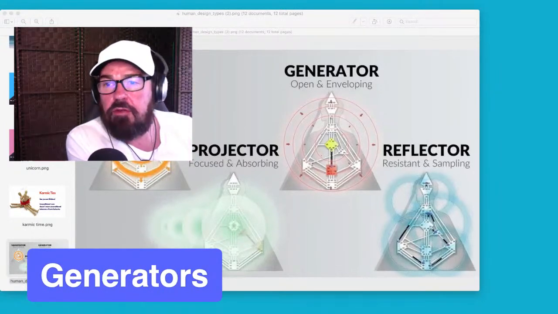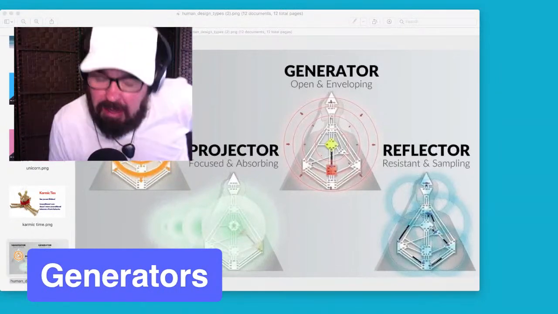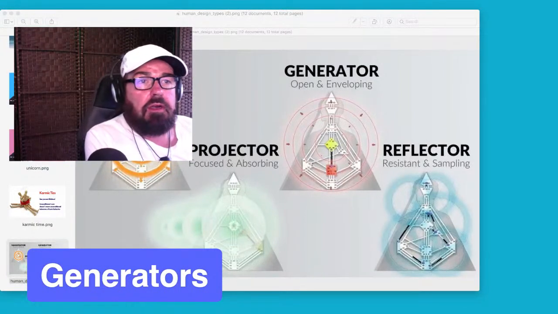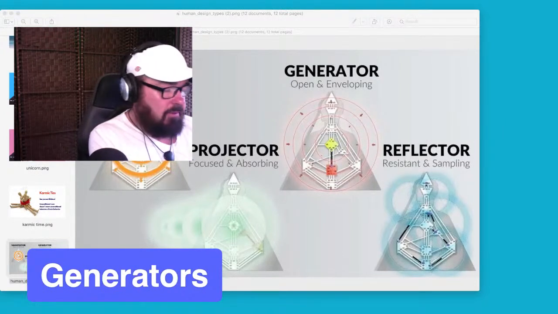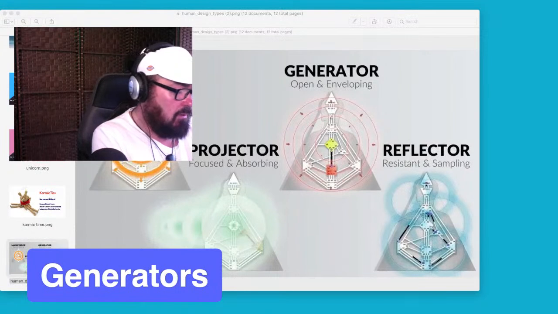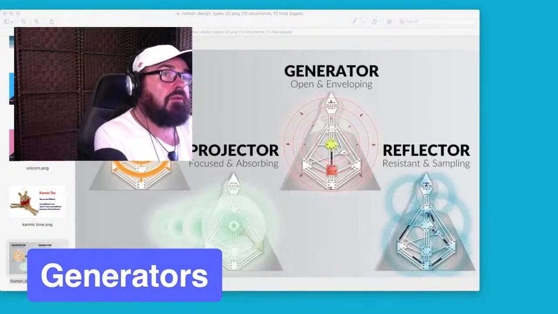So the generators, when you're operating correctly, you're going to feel satisfied. You're going to feel fulfilled, especially in the work that you do and how you use your energy. You've got lots and lots of life force energy. So let's see what the message is for the generators for this full moon.